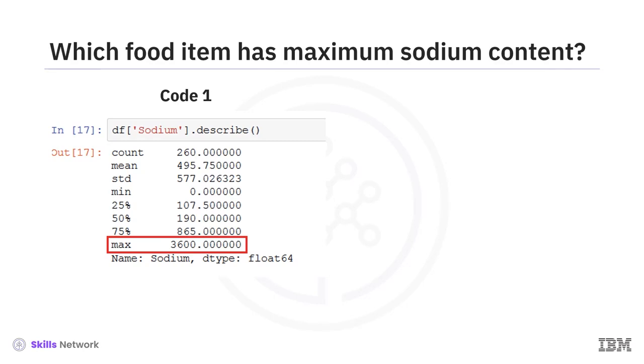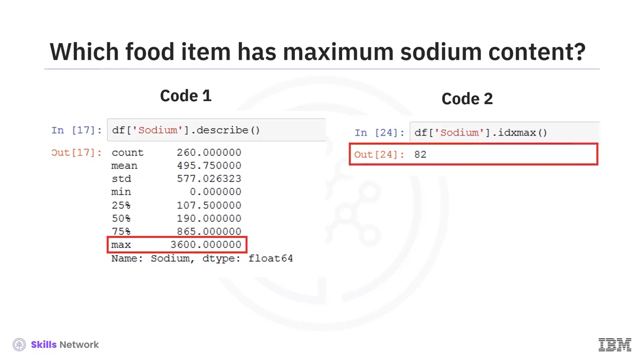Notice that the maximum value of sodium is given as 3600. Now let's further explore the row associated with the maximum sodium variable as shown in Code 2. We use the idxmax method to compute the index values at which the maximum value of sodium is obtained in the data frame. We see that the output is 82.